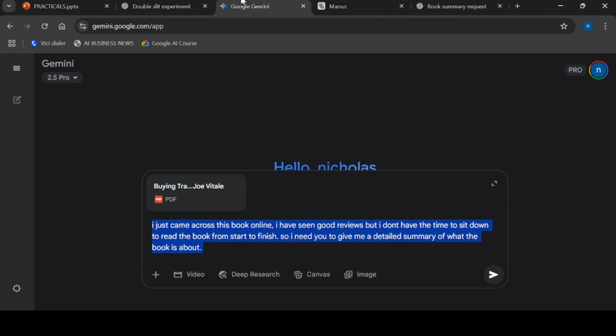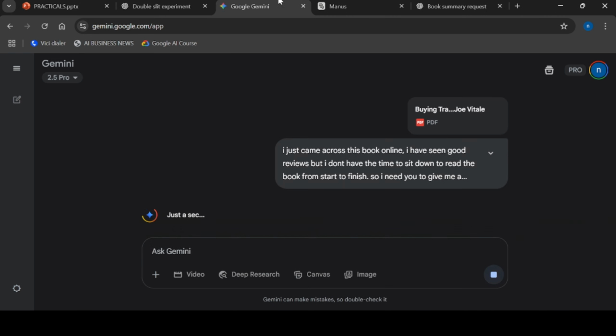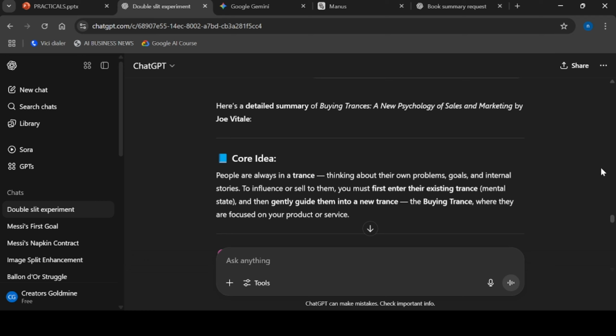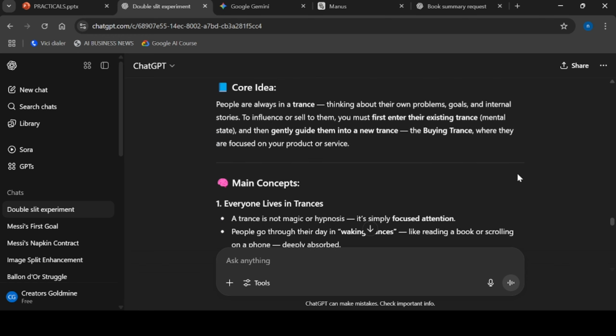All right, so let's come here. Let's see what ChatGPT will summarize. I'm sorry, Gemini AI will summarize here for us. So now, ChatGPT has summarized this book. First of all, it gave us the core idea. People are always in a trance, thinking about their own problems, goals, and internal stories. To influence or sell to them, you must first enter their existing trance (mental state), and then gently guide them into a new trance, the buying trance, where they are focused on your product or service. Now, this is the core idea of the book. You've not read this book, but AI has read this book for you and is breaking it down for you.